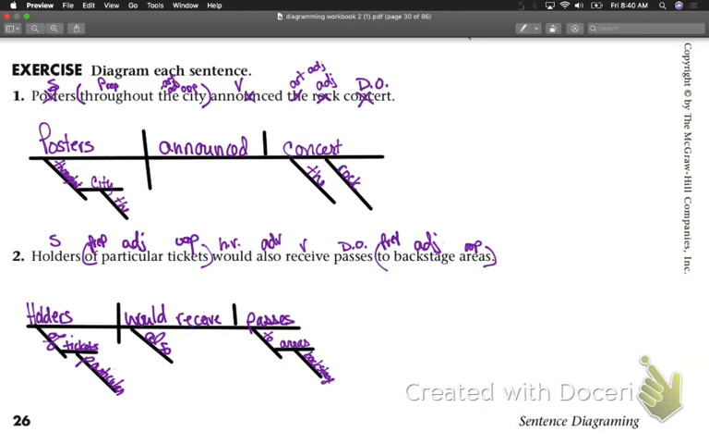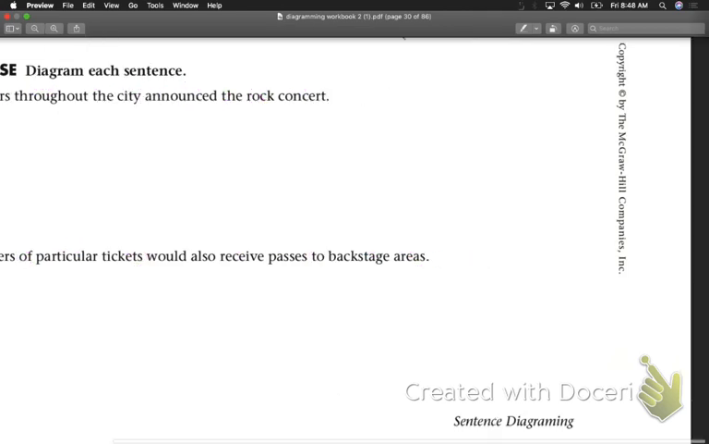Easy? No. Yeah, it's challenging, but it's doable. Yes? We can do this. We got this. Okay? We do. All right. Let's go on to the next page. Let's take a look at it.